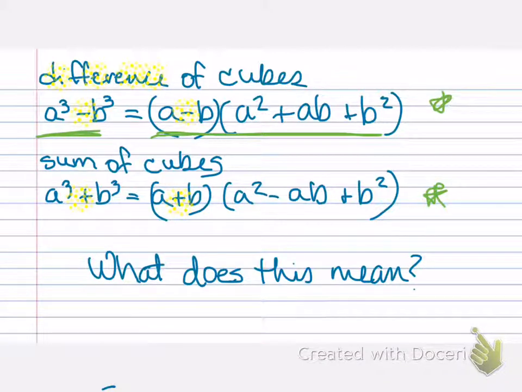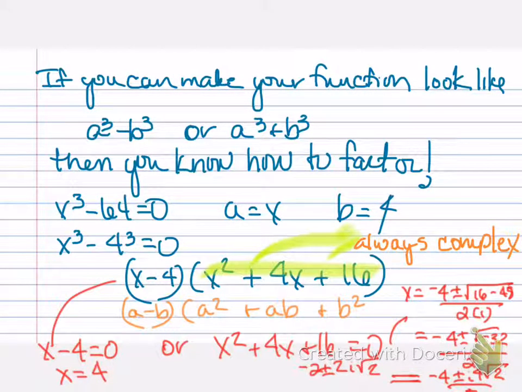If I have a sum of cubes, which means I'm adding 2 perfect cubes, then I know I can factor it just like this. Again, this is not meant to confuse you. It's meant to give you a tool where you can recognize a pattern and immediately plug it in. Okay, so let's walk through this. If you can make your function look like a cubed minus b cubed or a cubed plus b cubed, then you know how to factor it.